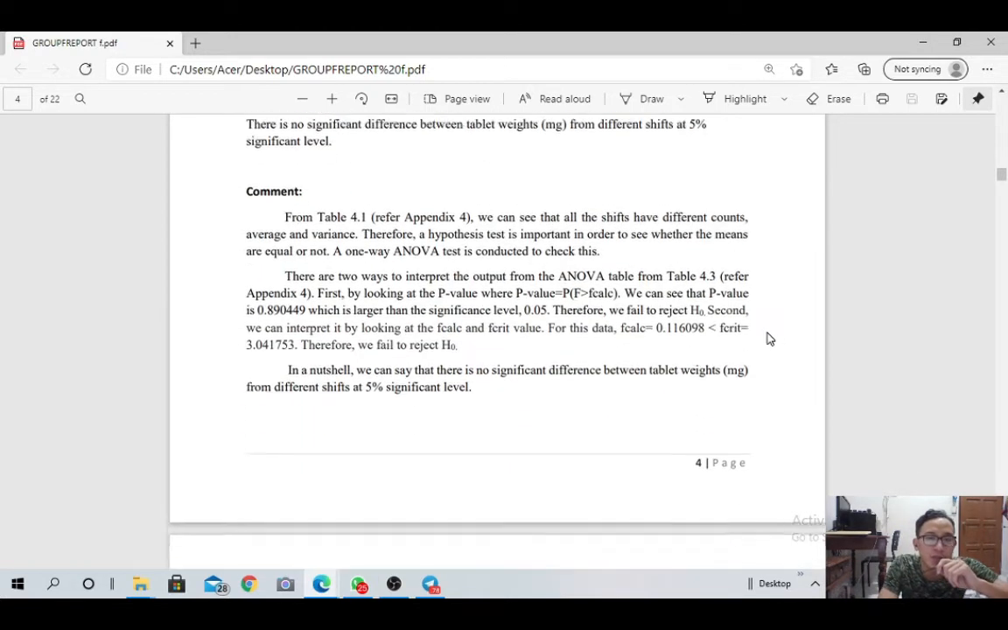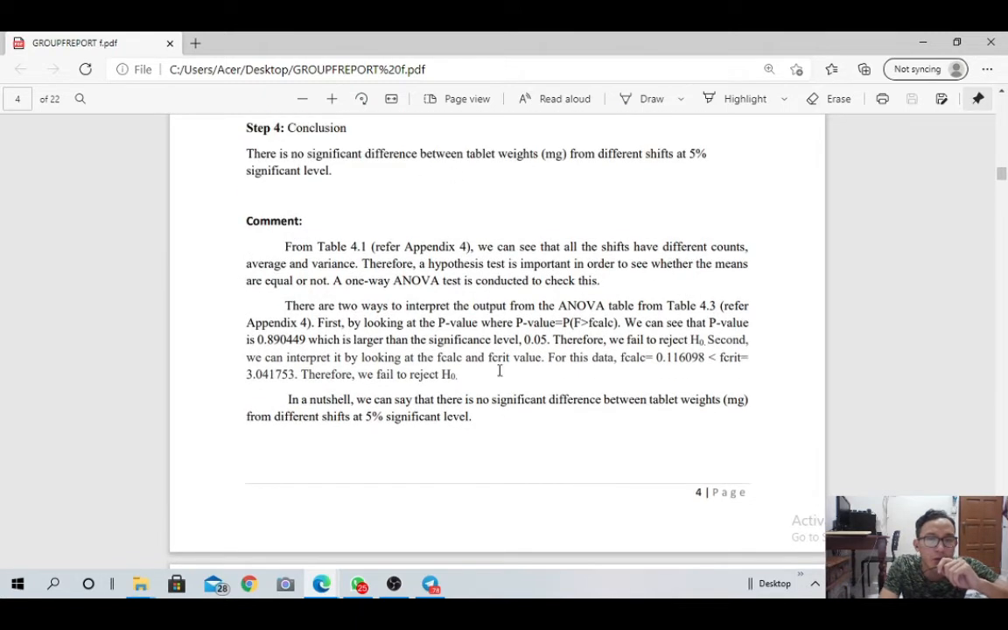5% significance level. And for the whole step that we have done from table 4.1, we can see for all the shifts have different counts, averages and variances. Therefore, a hypothesis test is important in order to see whether the means are equal or not. A one-way ANOVA test is conducted to check this.